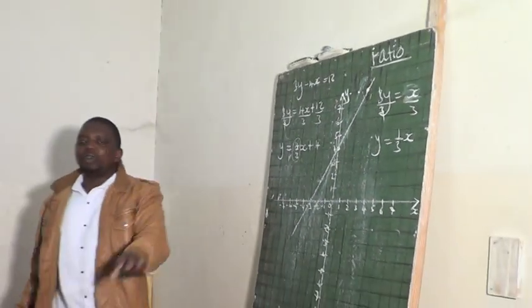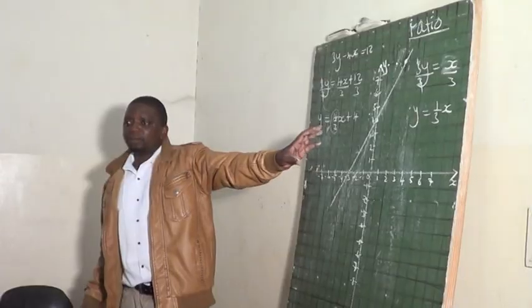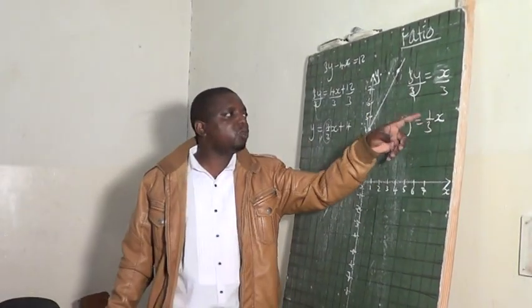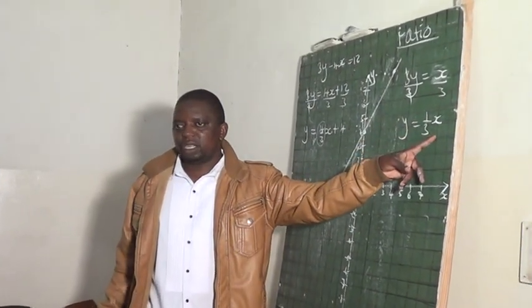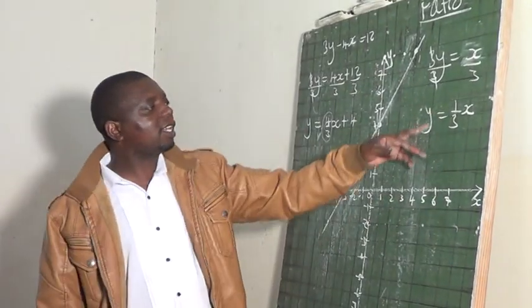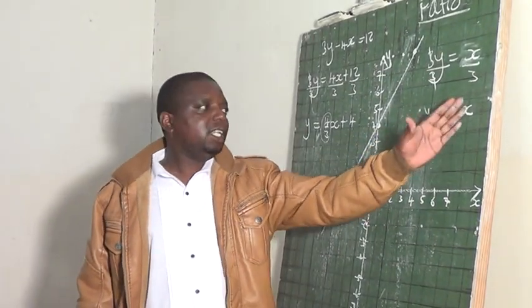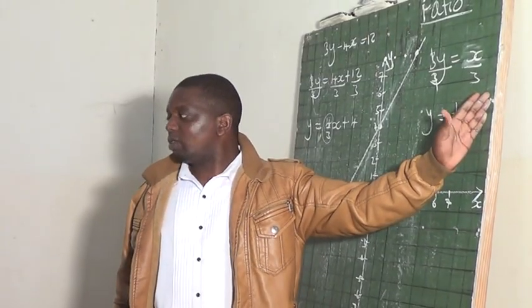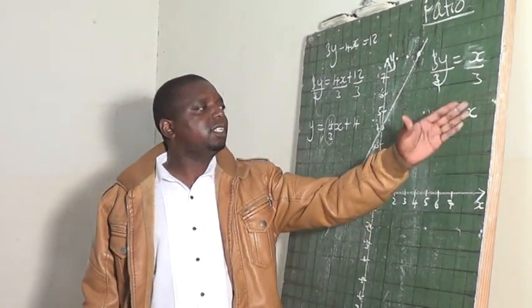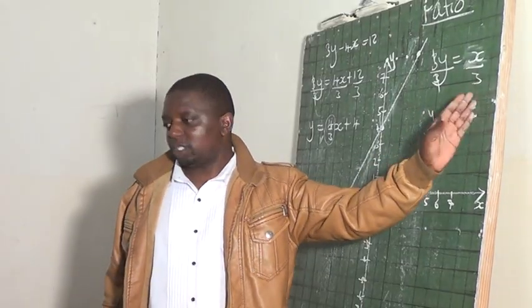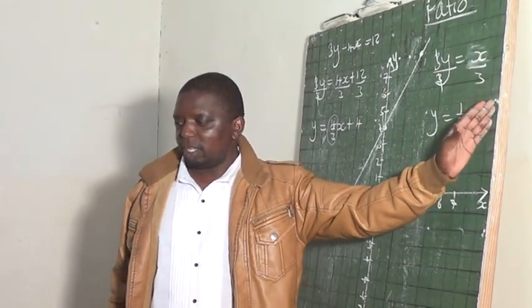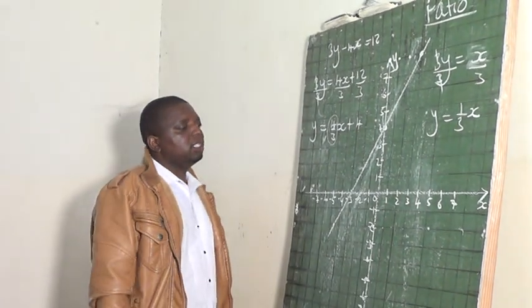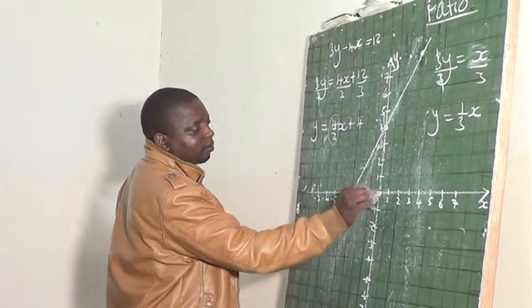1/3 of any number is equal to that number over 3 altogether. So x over 3 is equal to 1/3 of x, which means our gradient is 1/3. And when there is nothing there as a constant term, it means the y-intercept is 0. It means there is 0 there altogether. So the y-intercept is 0.